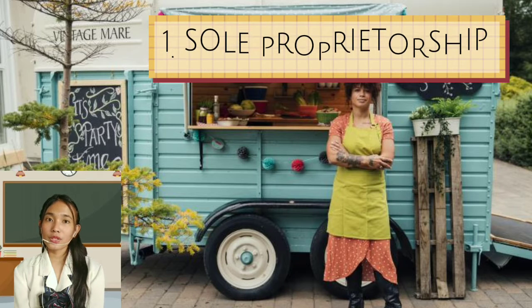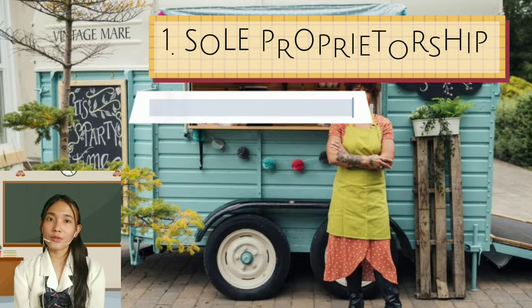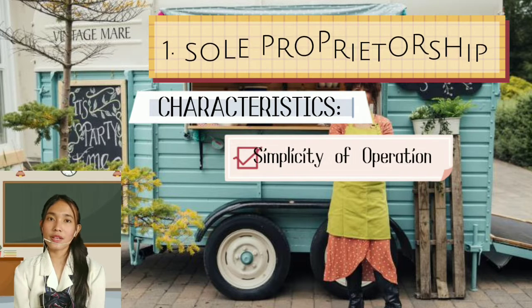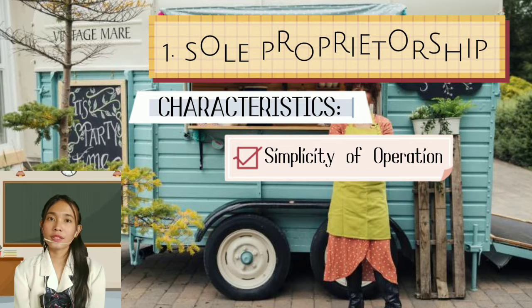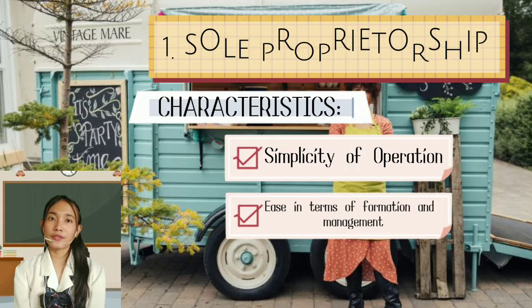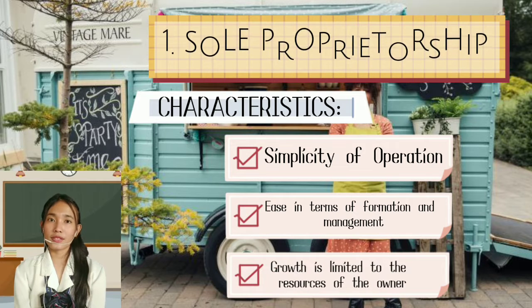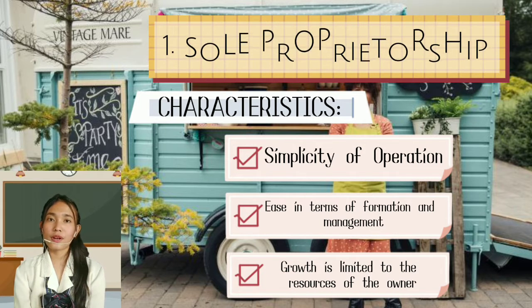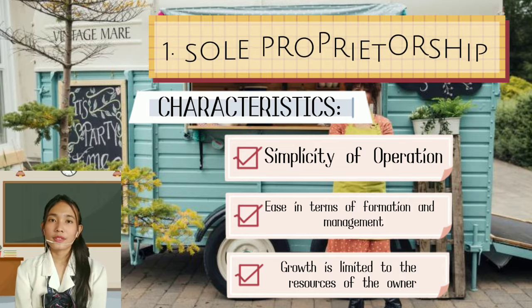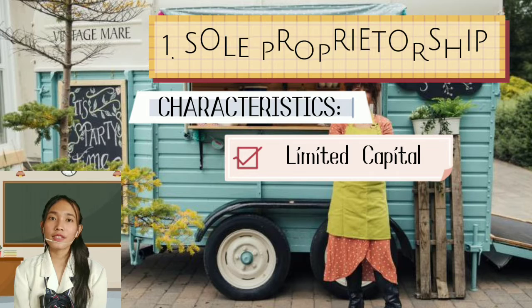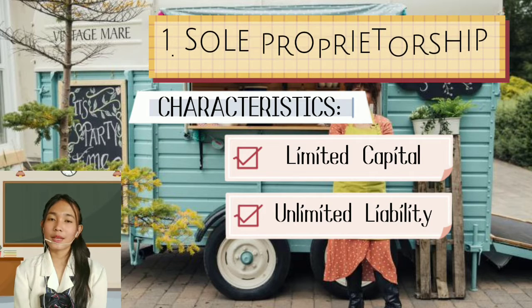Sole proprietorship has the following characteristics. First is simplicity of operation. Second is ease in terms of formation and management. Third is growth is limited to the resources of the owner. Fourth, limited capital. Fifth is unlimited liability.